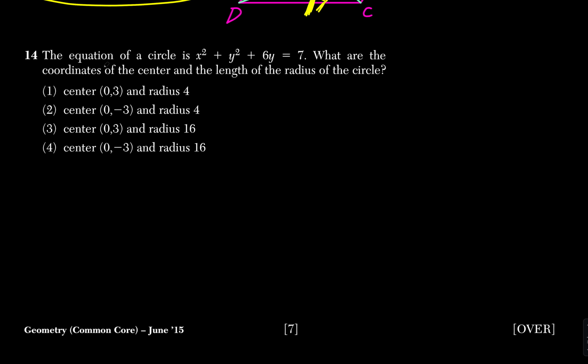Okay, number 14. The equation of the circle is given to you here. What are the coordinates of the center and the length of the radius of the circle? In this type of question, what you really want to do is use the completing the square method. So let's use it here. First of all, I'm going to rewrite this as x plus 0 squared plus. Now, to complete the square for the y terms, you take the second term, 6y, divide the coefficient 6 by 2, which gives us 3, and then square it. So that gives you 9.